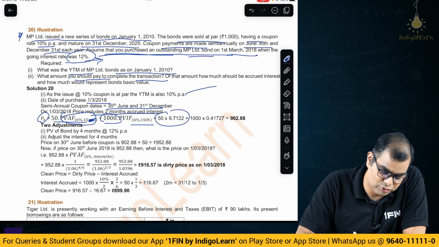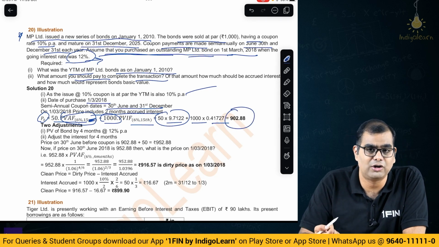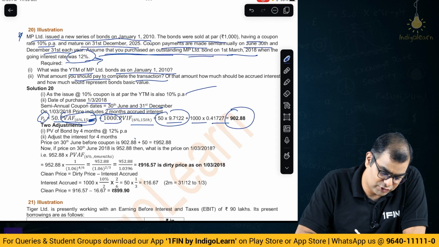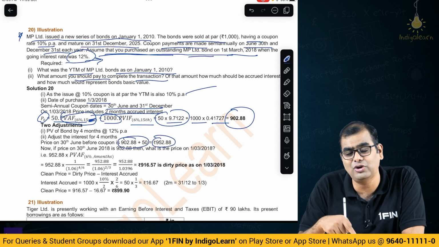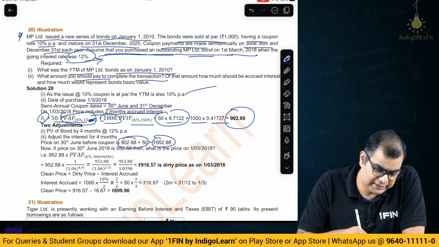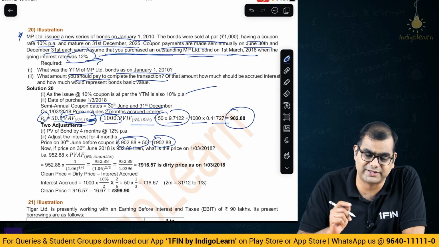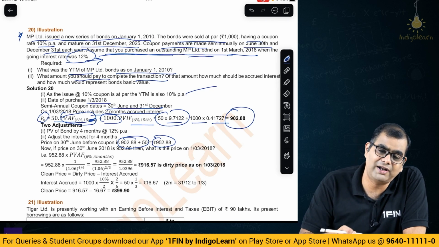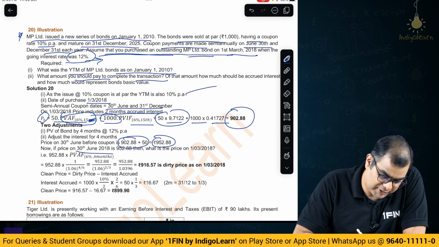So, you get a value which is 50 into 9.712 and 1000 into 0.417, which is 902, but this 902 is after payment of the coupon. So, to that you add the value of the coupon, which is 50, so you make it 952. But this is the value on 30th June 2018, just before the coupon is paid. That value you have to bring forward to the current date. Now, this is the price, 952.